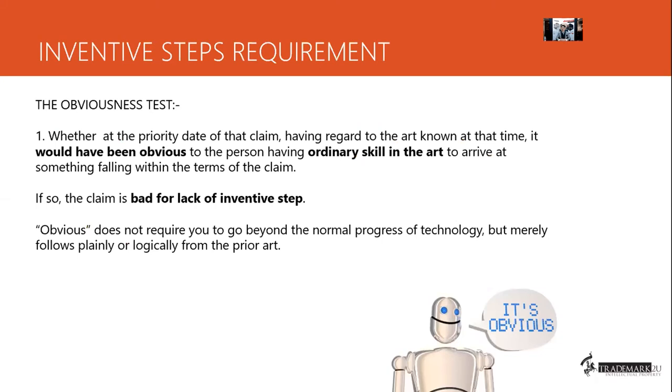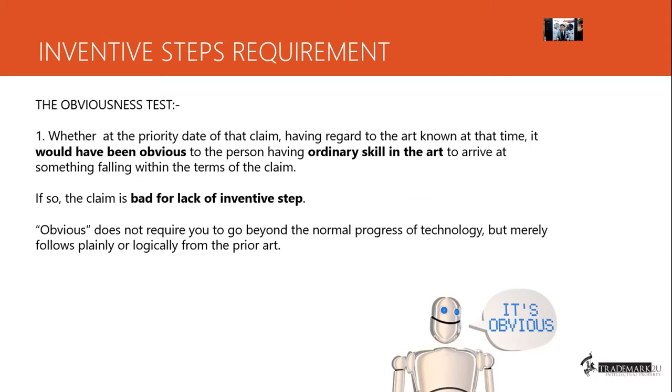Now, let's look at the obviousness test again. In the US, they call it obvious. They use the term obvious. In Malaysia, we also use the term obvious, but we also base it on the POSITA, the person having ordinary skill in the art. Okay, so the test will be whether, ask yourself this question.